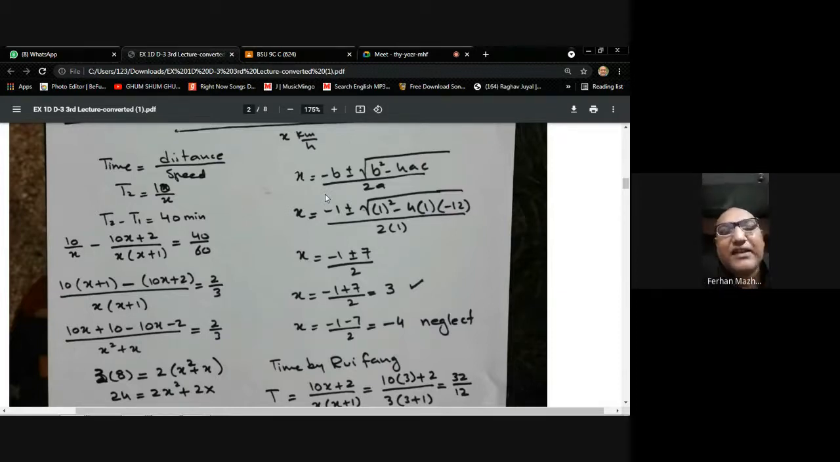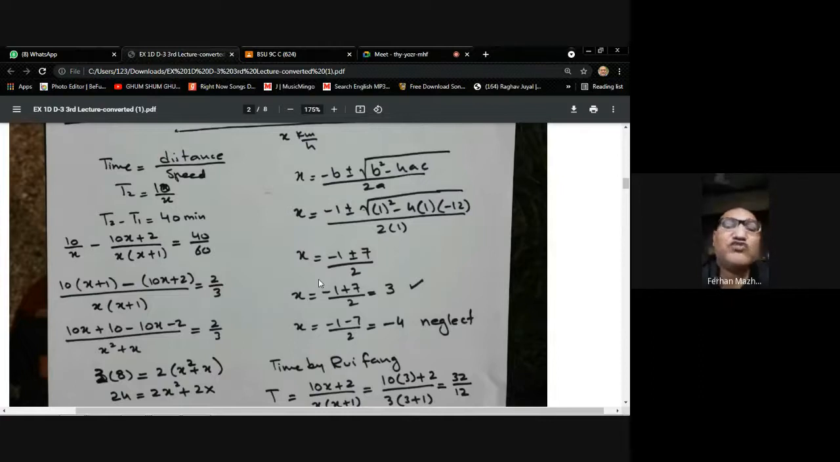You can see here that we have substituted these values. And then we will have minus 1 plus minus under root, 1 square will be 1, and this will give you plus 48, and 1, it will be 49. When you take the square root of 49, that will give you 7. So finally, I came here, x is equals to minus 1 plus minus 7 divided by 2.